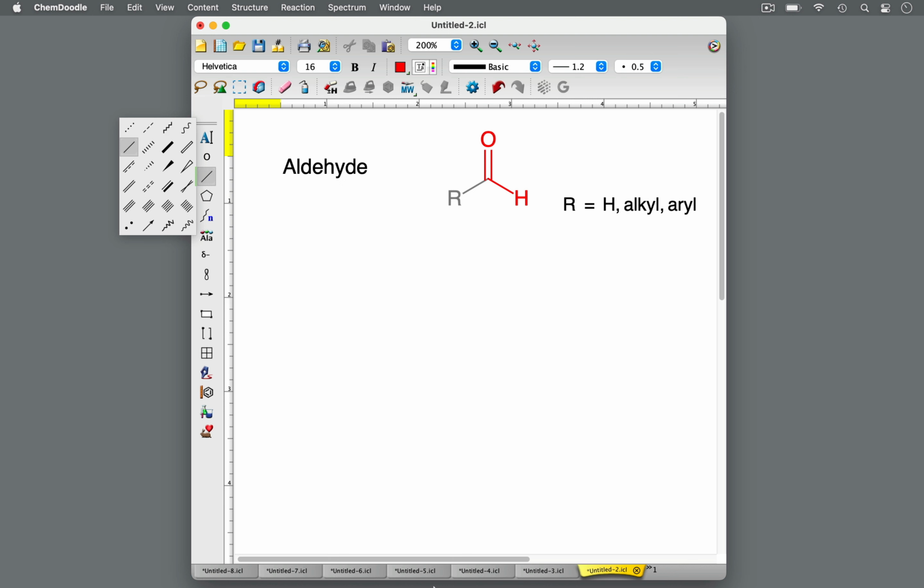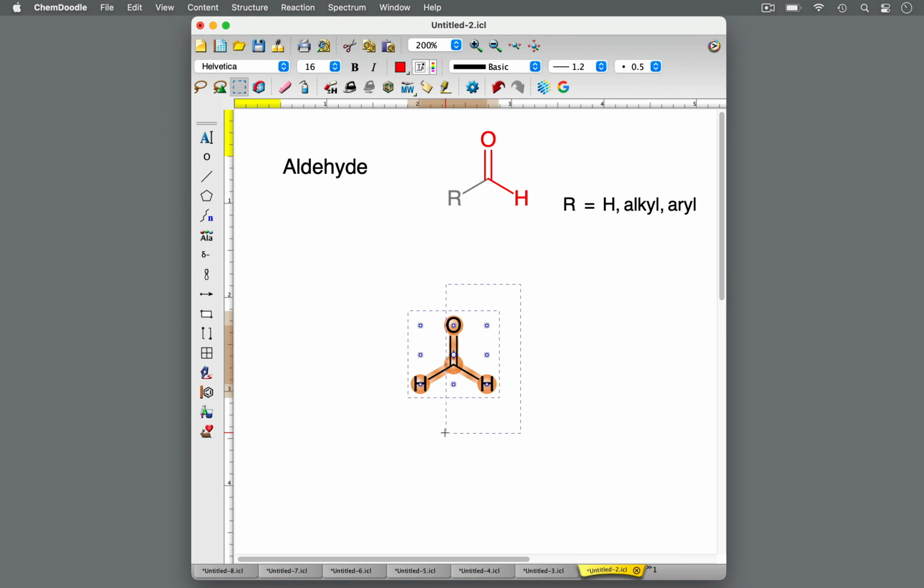Let's start with the most basic one, aldehydes. An aldehyde is composed of a carbonyl group with a hydrogen bonded to the carbonyl carbon. The R group can be a hydrogen atom, alkyl chain, or aryl group. The simplest aldehyde is made up of the aldehyde functional group and another hydrogen atom. This is commonly known as formaldehyde.